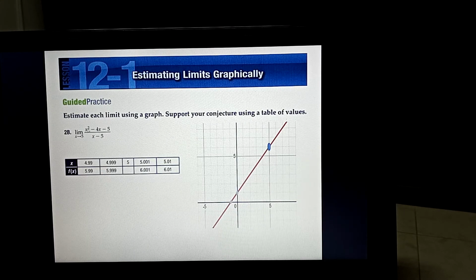Now, what is the limit of this function when x approaches 5? Look with me, walk with the line from the left. The height will be what? It's closer and closer to 6. Now, from the right, walk with the line. When I reach 5, I will reach the point 6, the height 6. So the limit of this function, when x approaches 5, will approach 6.